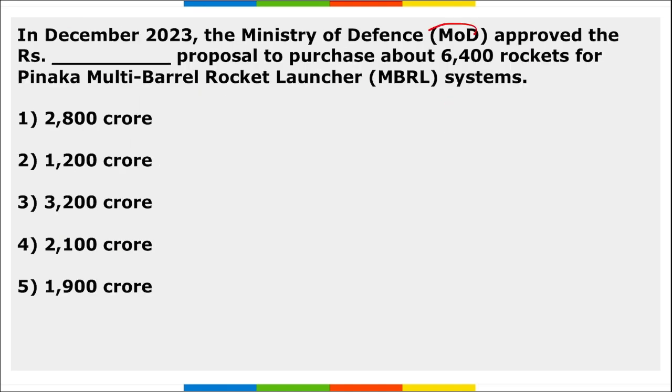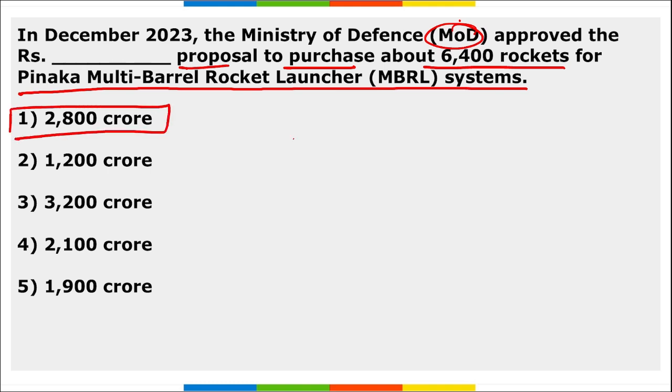Next, in December, the Ministry of Defence approved a dash rupees proposal to procure 6,400 rockets for the Pinaka multi-barrel rocket launcher system. So the Ministry of Defence has approved a 2,800 crore rupees proposal to purchase about 6,400 rockets for the Pinaka multi-barrel rocket launcher system. Right, this was for boosting the Indian Army's capability, and they will be acquired in two variants of these rockets. First is type 2 and type 3.